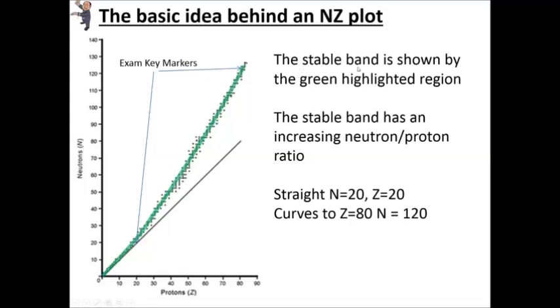Okay, so the stable band is shown by the green region. The stable band has an increasing neutron to proton ratio, so the closer these dots are to the y-axis, the neutron axis, the more neutrons they've got in comparison with their protons. The key bits for the exam, I suppose, are that it's straight between N equals 20 and Z equals 20, and then it curves to about Z equals 80 and N equals 120. So you can see there's a curve up to this area here.